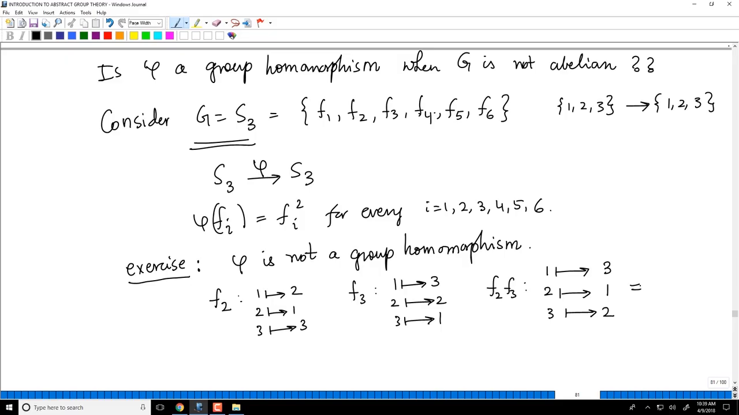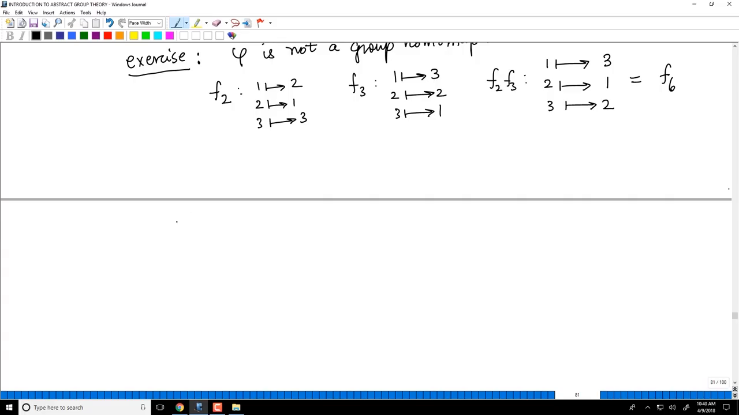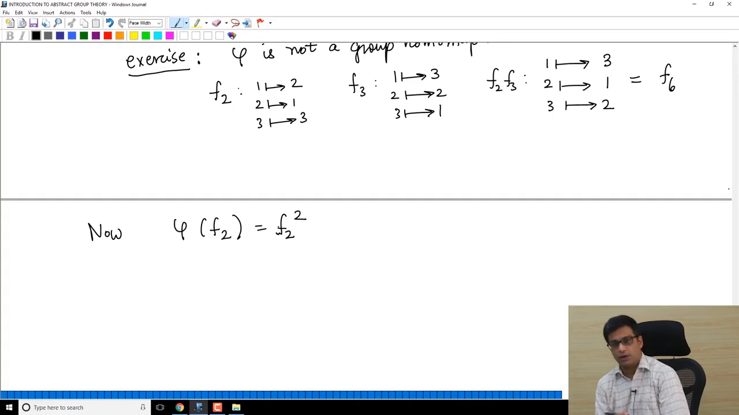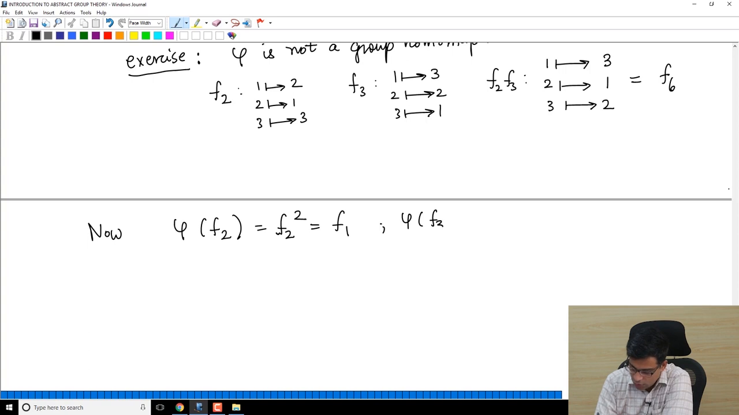And this, if you recall the notation that I developed in the video where I discuss this in detail, is the same as 1 goes to 3, 2 goes to 1, 3 goes to 2. So in the notation it is f6. So f2 f3 is f6. Now if this is a group homomorphism, where does f2 go under phi? It is f2 squared. We checked that f2 is actually an order 2 element when we discussed orders of elements of a group. So f2 squared is f1. Similarly, f3 is also an order 2 element. So phi of f3 is f3 squared, and that's 1, namely f1, the identity element.